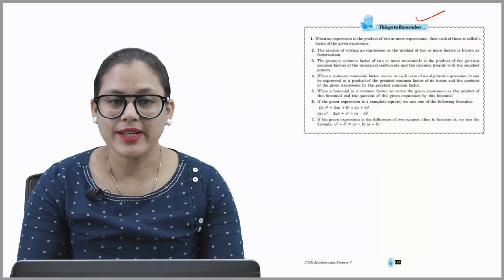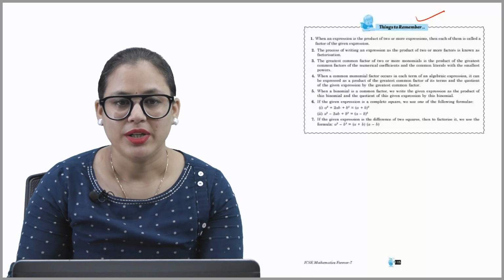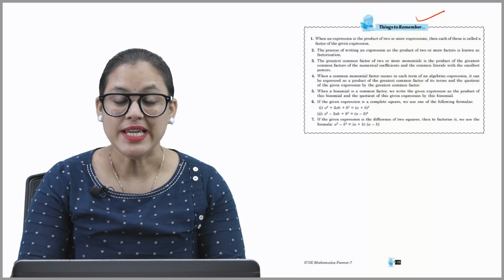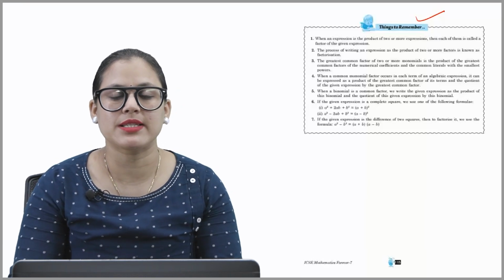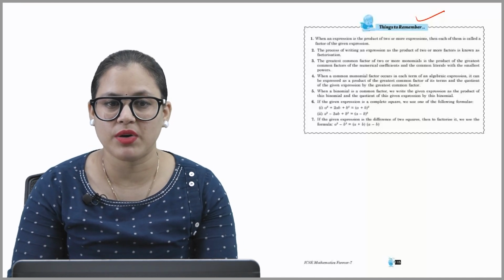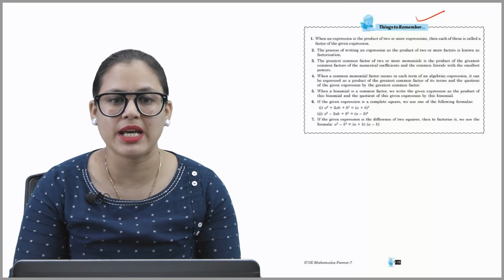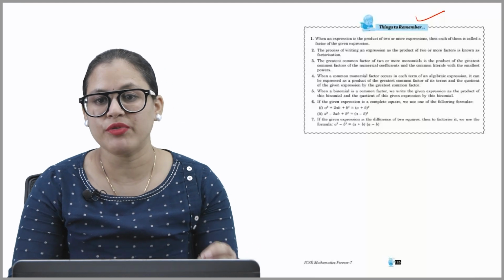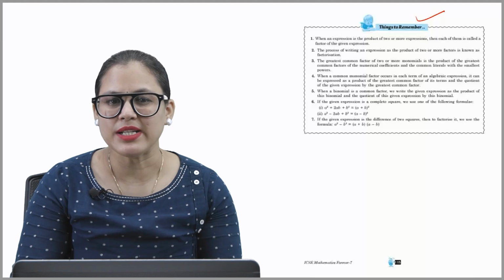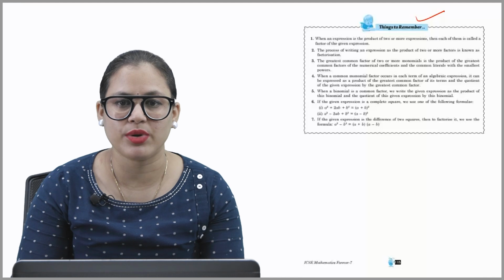Things to remember. 1. When an expression is a product of two or more expressions, then each of them is called a factor of the given expression. 2. The process of writing an expression as the product of two or more factors is known as factorization. 3. The greatest common factor of two or more monomials is the product of the greatest common factor of the numerical coefficients and the common literals with the smallest powers. 4. When a common monomial factor occurs in each term of an algebraic expression, it can be expressed as a product of the greatest common factor of its terms and the quotient of the given expression by the greatest common factor. 5. When a binomial is a common factor, we write the given expression as the product of this binomial and the quotient of the given expression by this binomial.